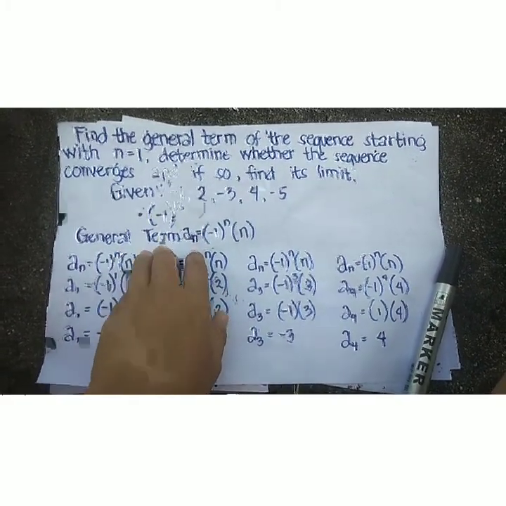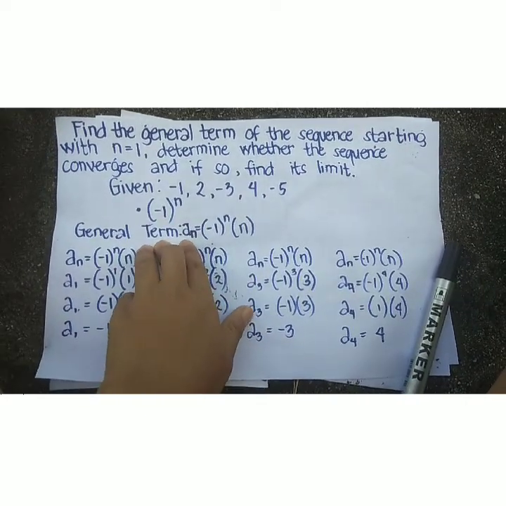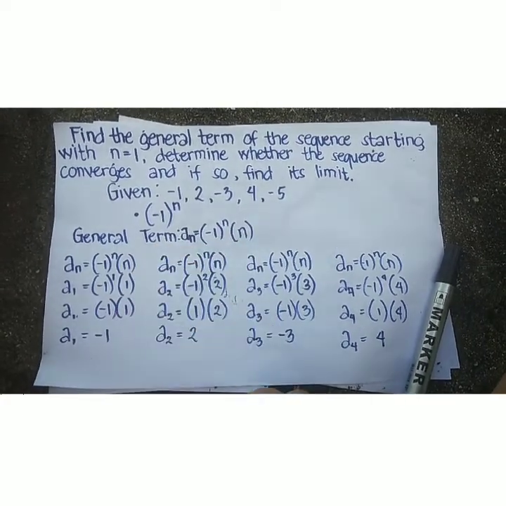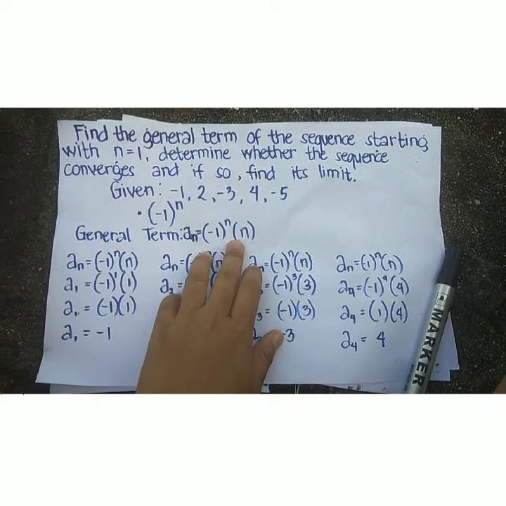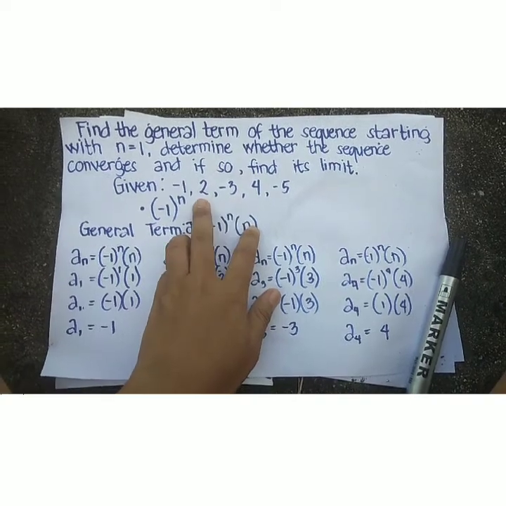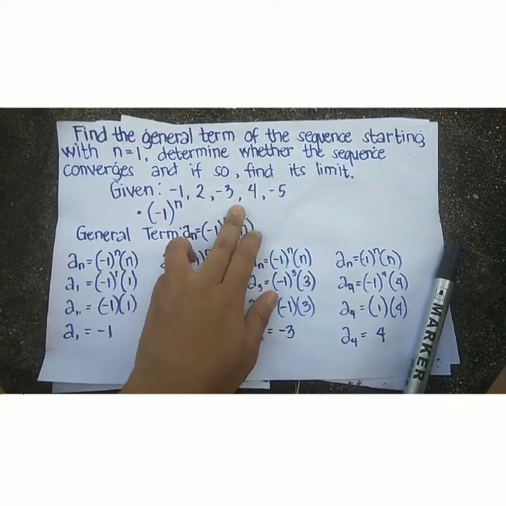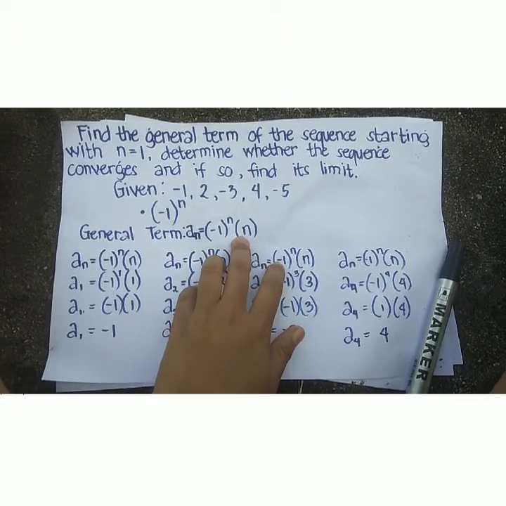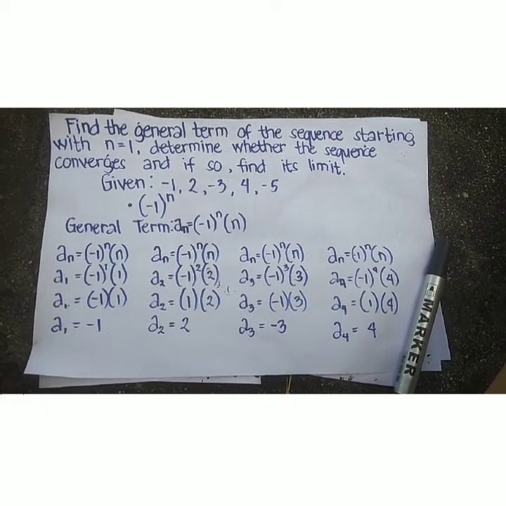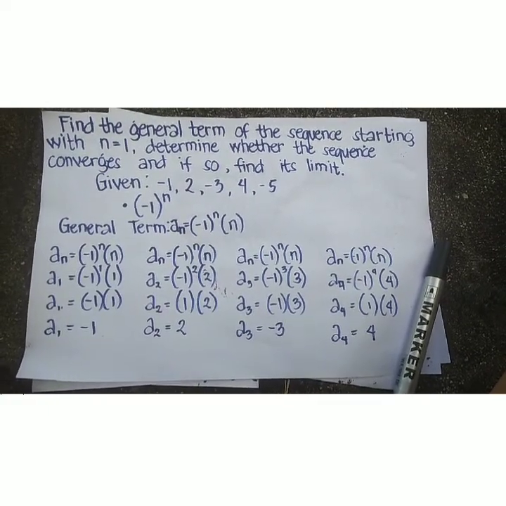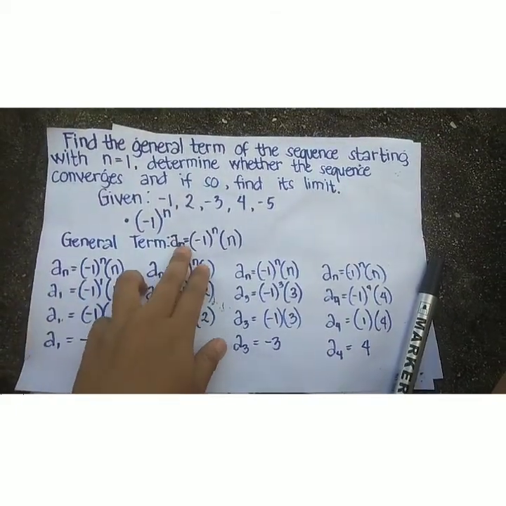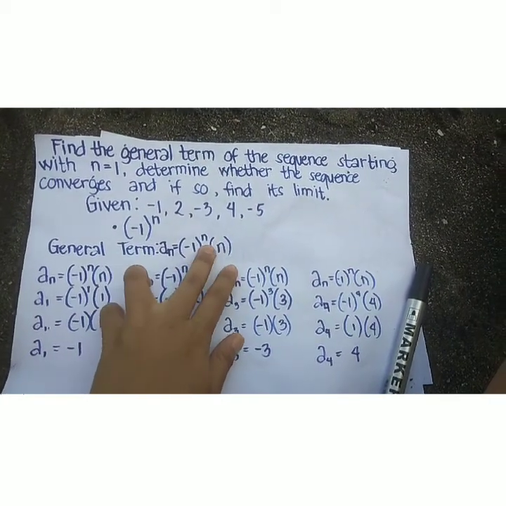So let's apply. The general term of this sequence is a sub n equals -1 raised to the power of n times n. Why do we put n? Because we know that this sequence doesn't have any common difference, right? It starts with 1, 2, 3, 4, 5. So any number plugged into n will do, because n represents all the natural numbers. So we have our general term, a sub n is equal to -1 raised to the power of n times n.